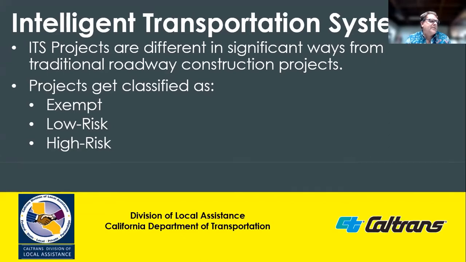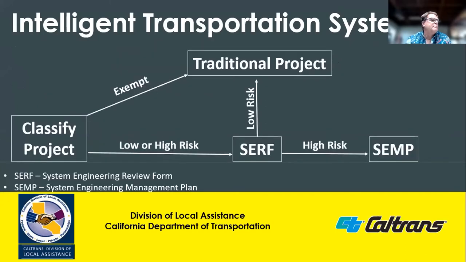When an ITS project is added to the FSTIP, the lead agency makes a preliminary classification of the project as exempt, low risk, or high risk. If a project is determined as exempt, then the project proceeds exactly the same as for a traditional roadway project. For projects classified as low or high risk, the local agency prepares and submits a system engineering review form, SERF, with the initial funding request. Based on the answer supplied on the SERF, the project is classified as either low risk or high risk. For low risk projects, the remainder of the process is exactly the same as a traditional roadway project.